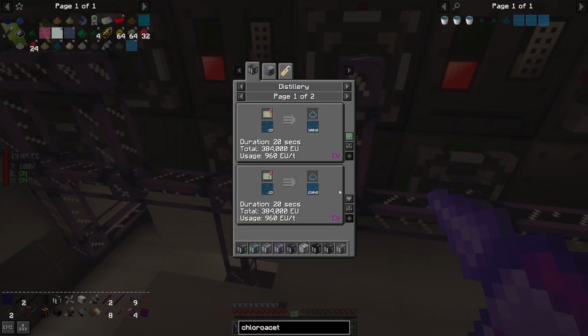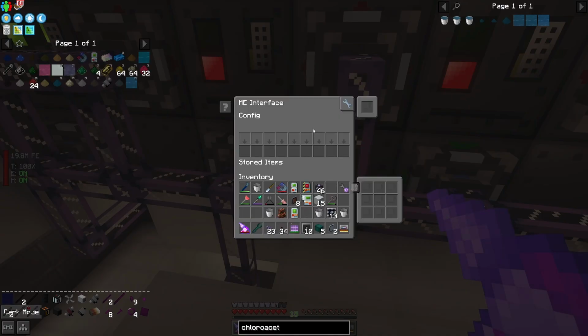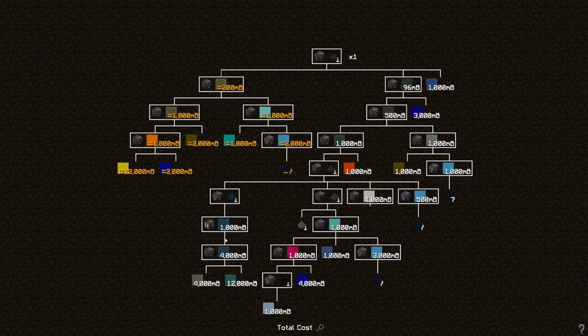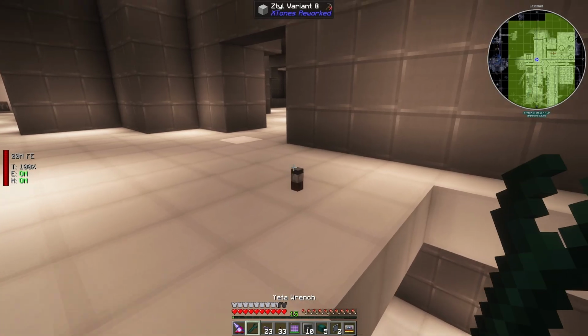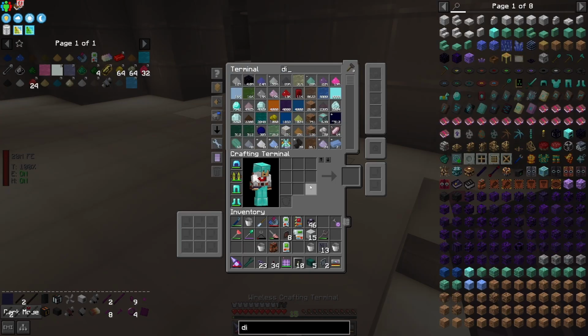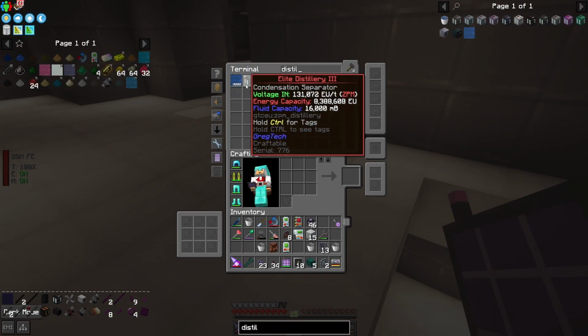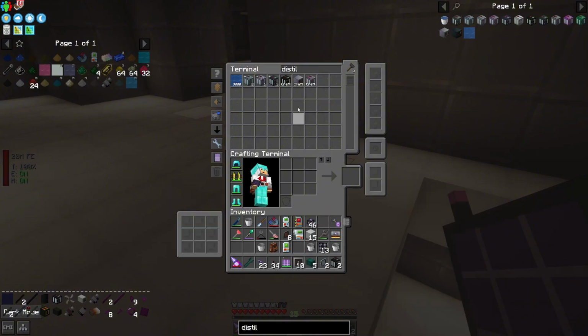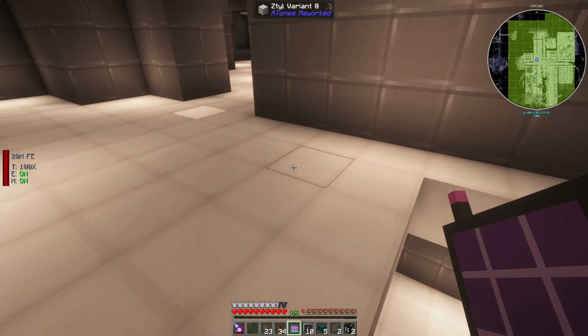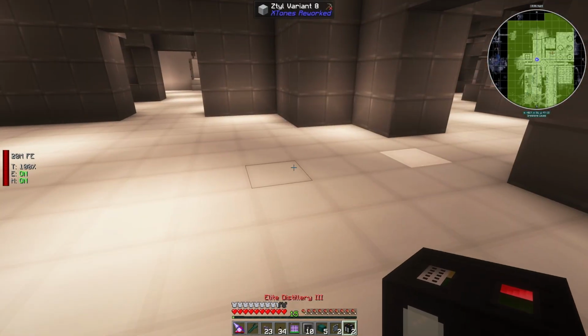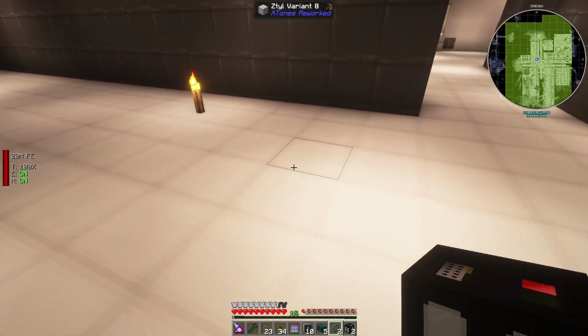Next, we need to make, I think it was a dichloroacetic. Yes, the dichloroacetic. So we're going to need a distillery. But I am one step ahead, and I have distilleries, and we're going to need them anyway. So let me go ahead and grab the electrolyzers. I don't know why I said it that way. The electrolyzers. There we go.